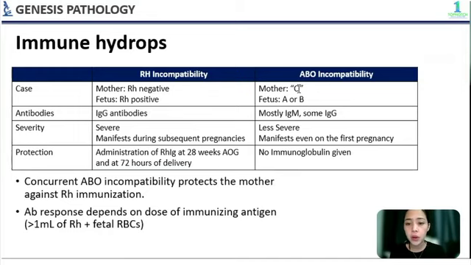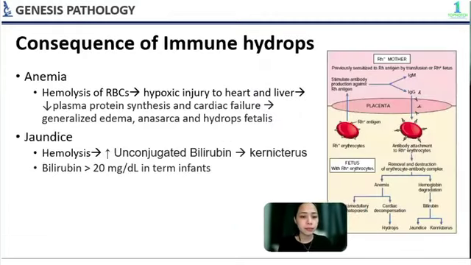ABO incompatibility, it's more common than your Rh, but it is less severe. This happens if the mother is type O and then the baby is type A or type B. So, usually kasi, yung mga antibodies in ABO incompatibility are the IgM type. So, yung IgM type, hindi siya nakaka-cross ng placenta. So, yung hemolysis dito is not that severe. Okay? It can already manifest itself even on the first pregnancy. So, wala tayong prophylaxis for ABO incompatibility. But thankfully, no, hindi naman siya ganon ka-severe kung mag-manifest man siya.